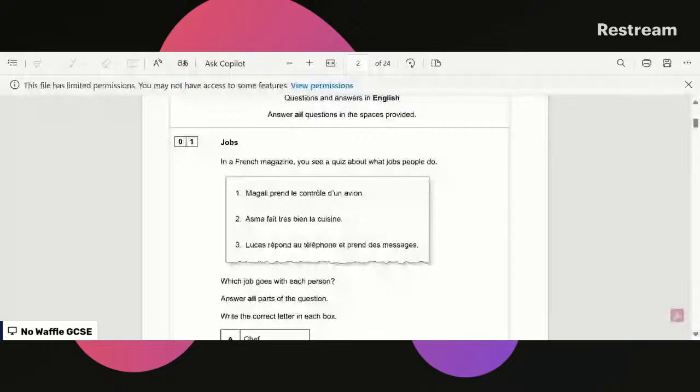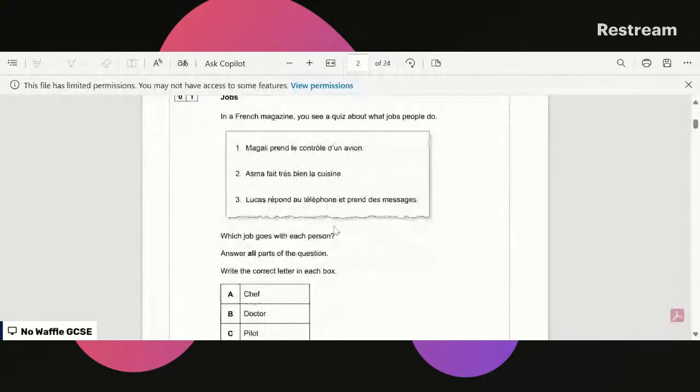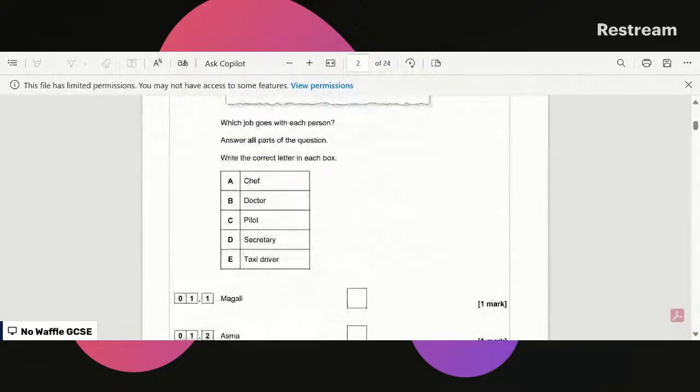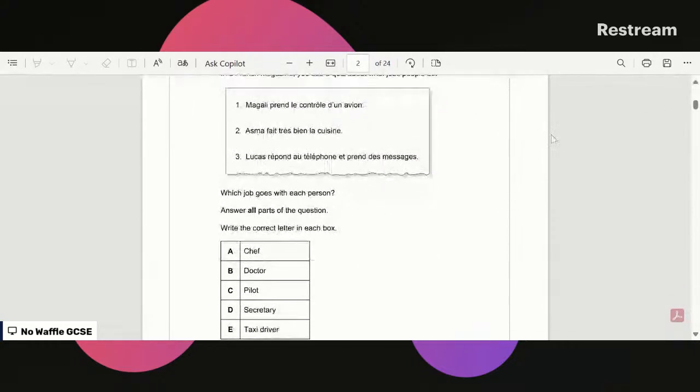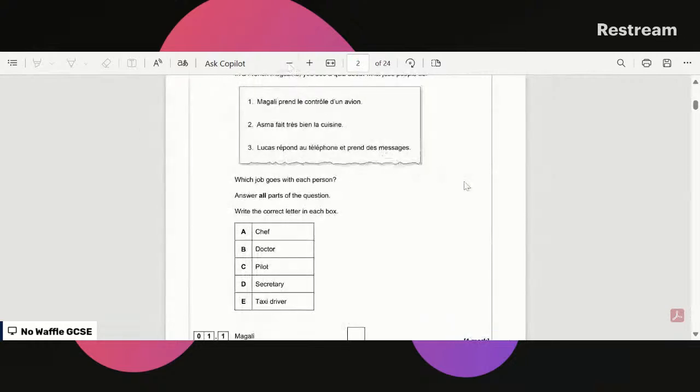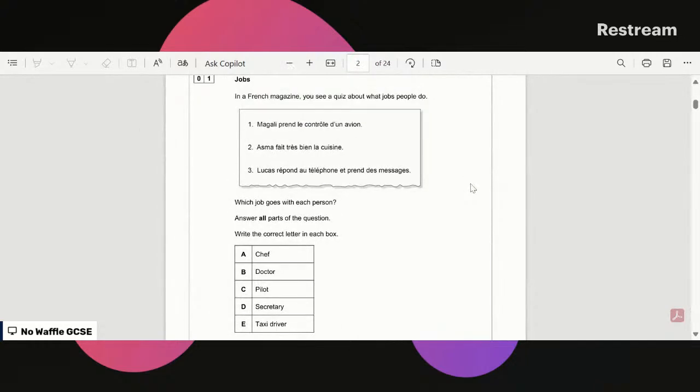Okay, so this is a higher. We should probably just focus on the harder questions and go through as many of them as possible. You can answer this as we go through. This is the higher AQA 2022 paper. So in a French magazine, you see a quiz about what jobs people have and do. And you've got 3 sentences here.